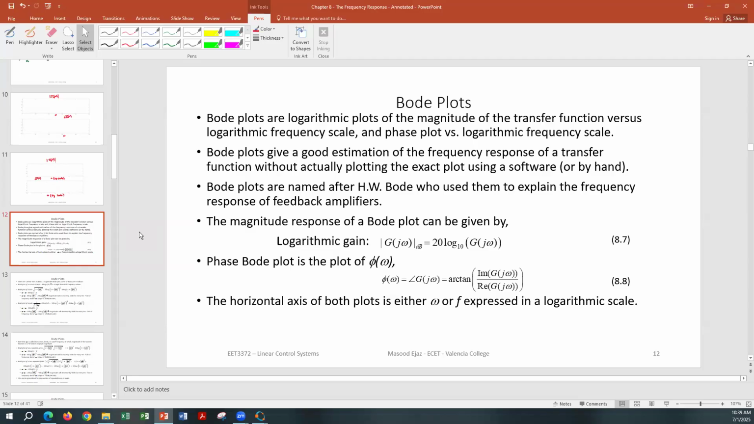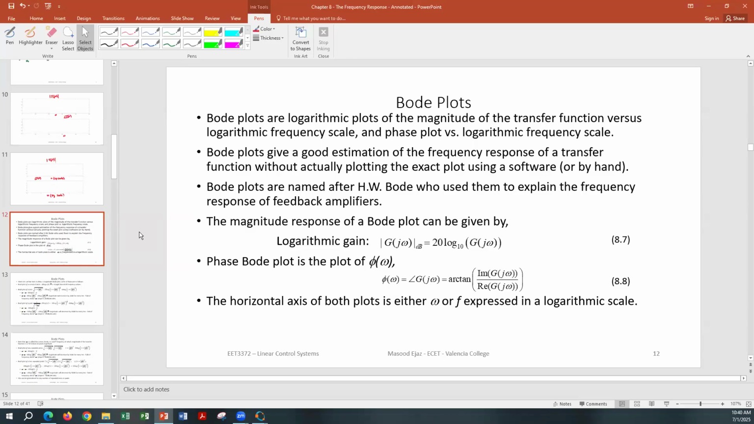So you are plotting 20 log 10 of g of j omega, the gain in the log scale, versus your semi-log x. The important aspect of Bode plots is they are not exact plots, they are approximate plots. Of course, before the computers and everything, if you had to plot anything, it might be cumbersome to plot points on a graph paper and then connect points. So Bode plots basically give you an idea of how the frequency response of a system is behaving without plotting the exact values on graph paper or anything.